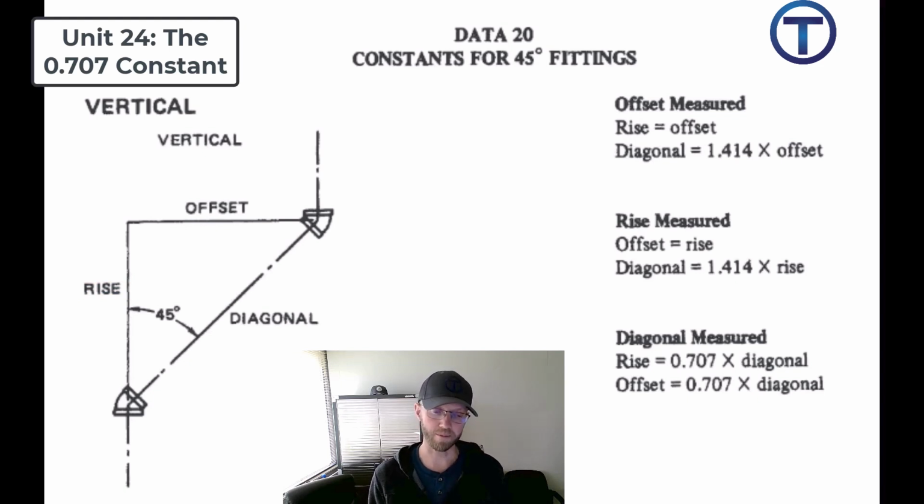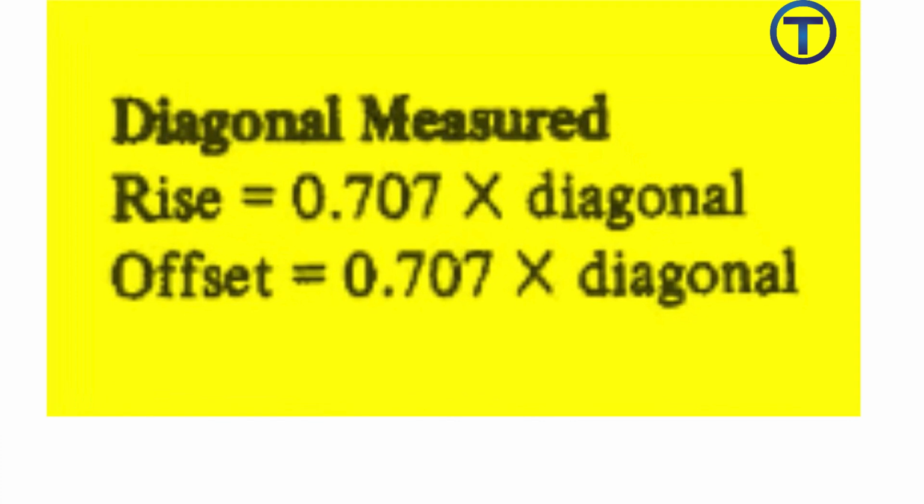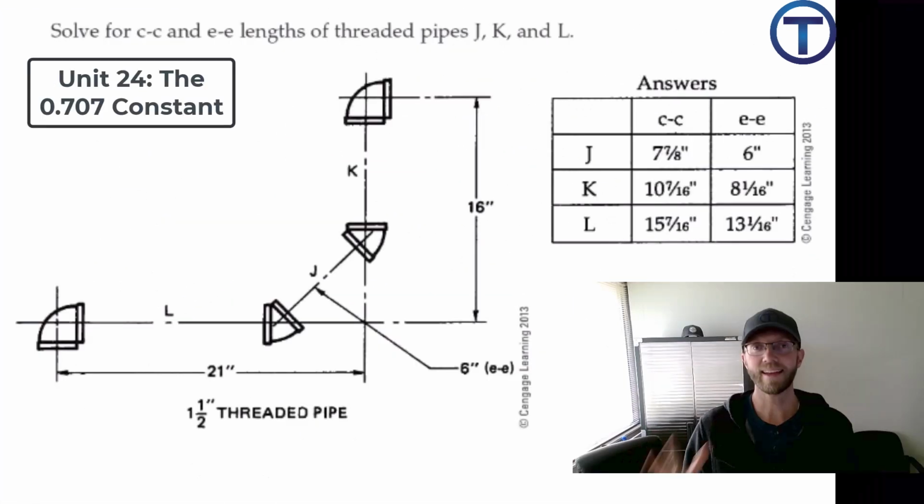Now here's the great part. They have written on the right side for us our constants. You're familiar with the 1.414, but let's zoom in here on the diagonal measure. Both the rise and the offset can be found by multiplying the diagonal by 0.707. This is a constant. You can rely on it. It will always give you the right answer when you're dealing with 45-degree triangles. That said, let's have a look at this sample problem.